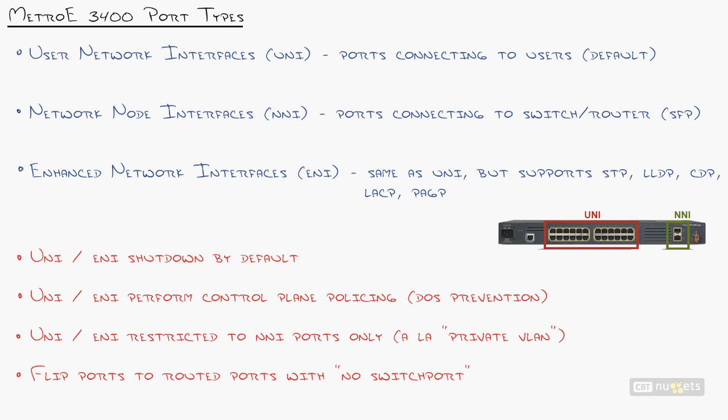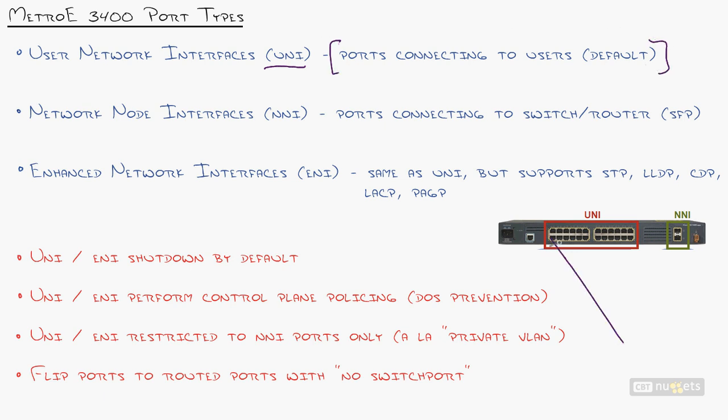The last thing I want to give you on this switch overview are the different kinds of ports that you can have on this switch. This is unlike a typical Cisco switch, iOS based or anything else. By default, the ME3400 has mostly UNI ports. That's user network interfaces, which are the ports connecting to the individual users.